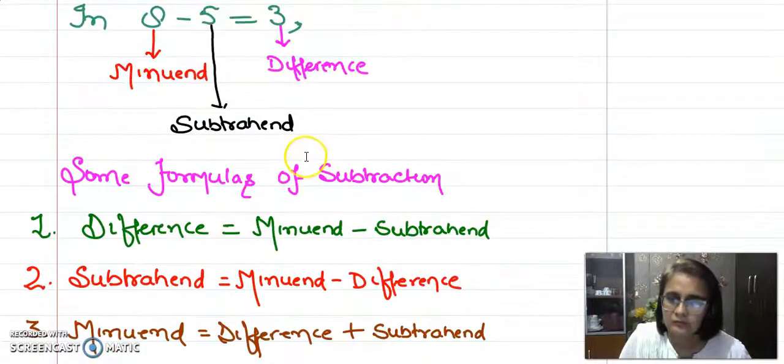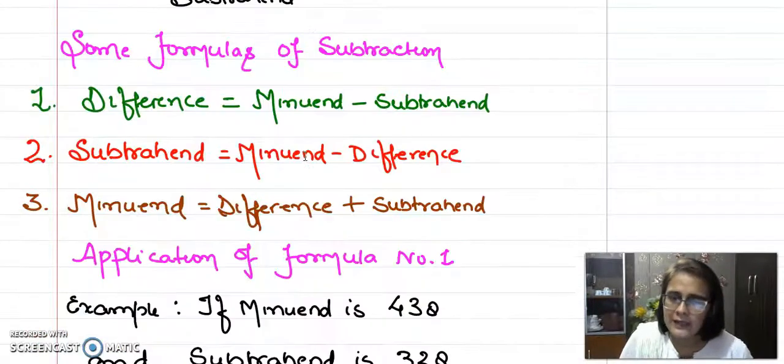Is that clear? Yes. Now further we have some formulas on subtraction. My first is the difference. How can I get difference? When I subtract subtrahend from minuend. That is, minuend minus subtrahend will give us difference. This formula we applied in the beginning also. Second is subtrahend. How will I get subtrahend? I will get subtrahend when I subtract difference from minuend. Means minuend minus difference is subtrahend.